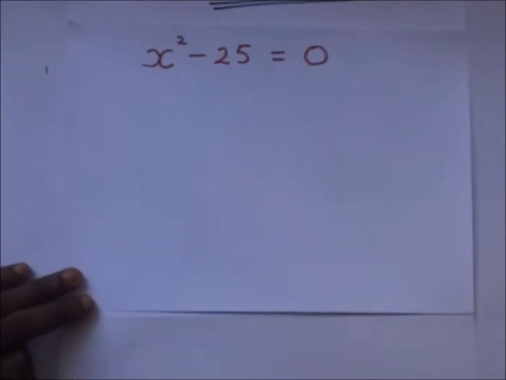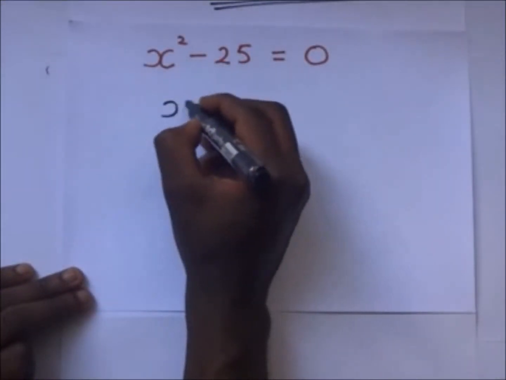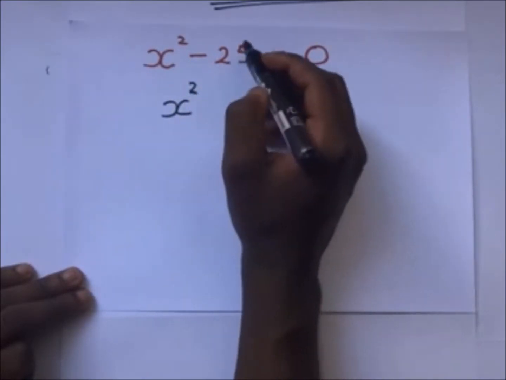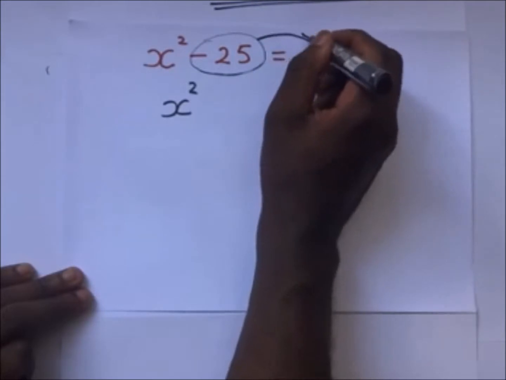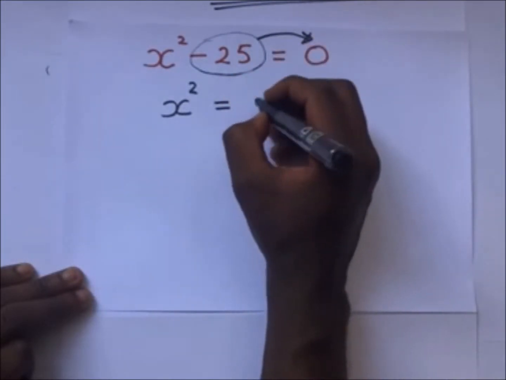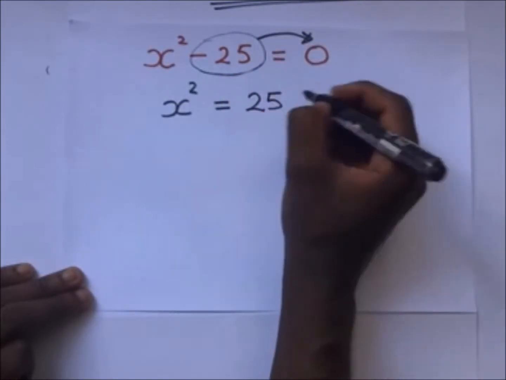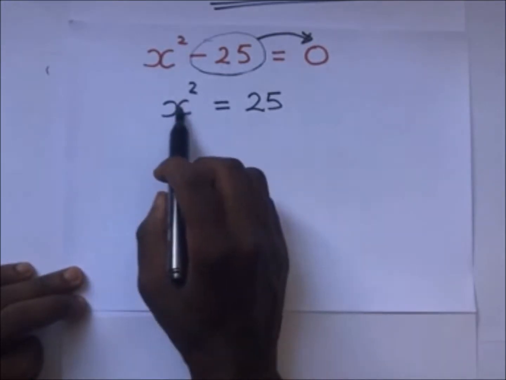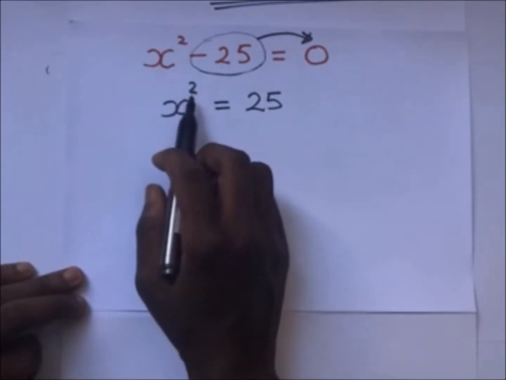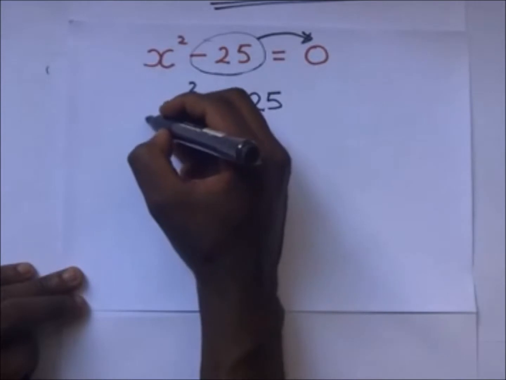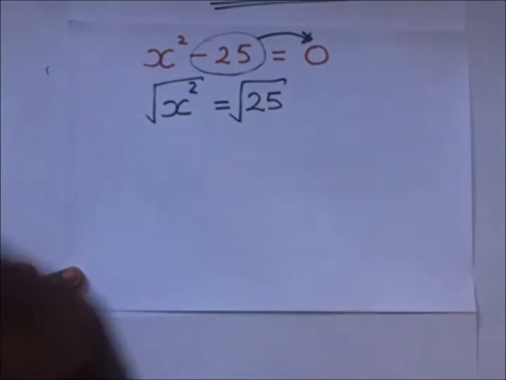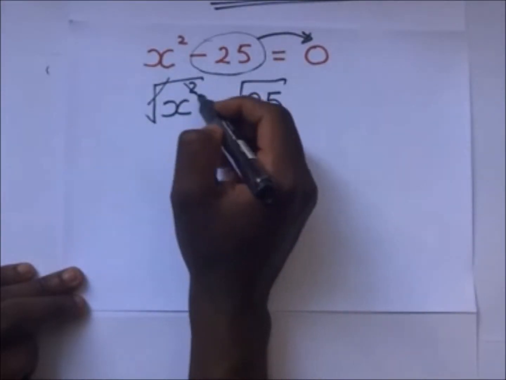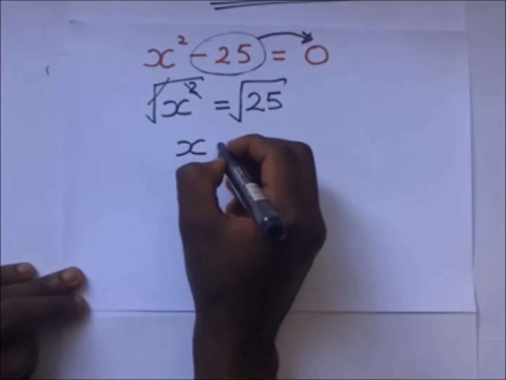What we do here, we'll go ahead and say x squared, with this being negative 25, so we bring it that way. It's going to be equal to positive 25. Now, to get the value of x, we're supposed to find the square root on both sides. So we find the square root of that and of that. Of course, this square root and that square cancel, so we remain with x.